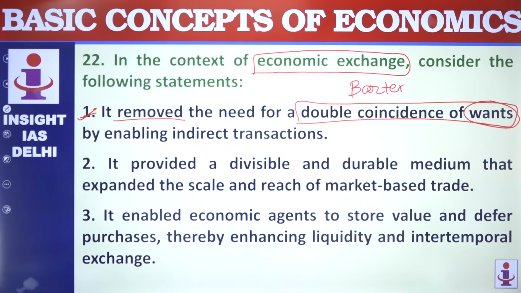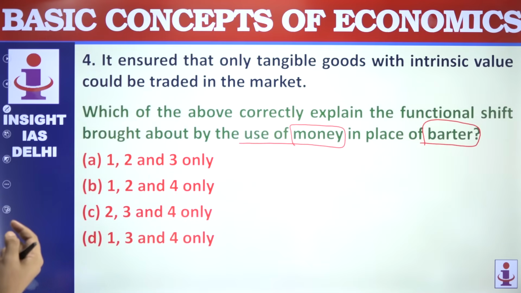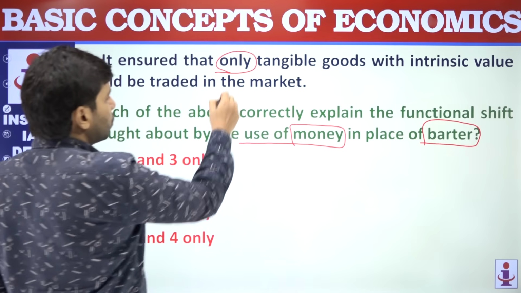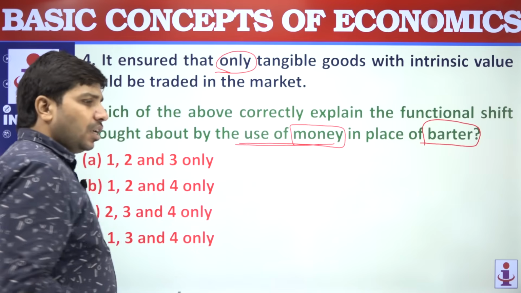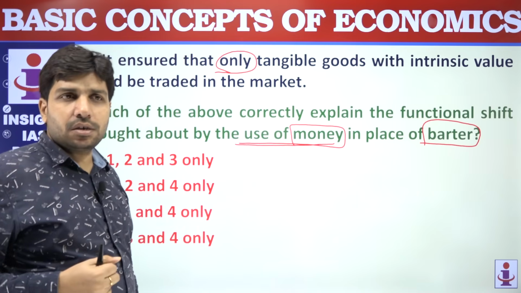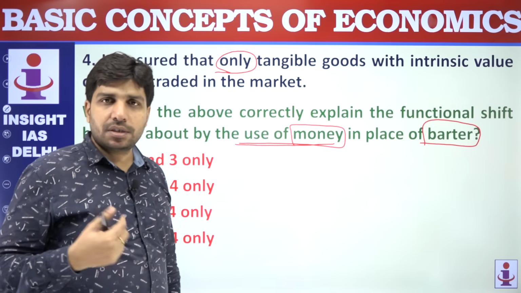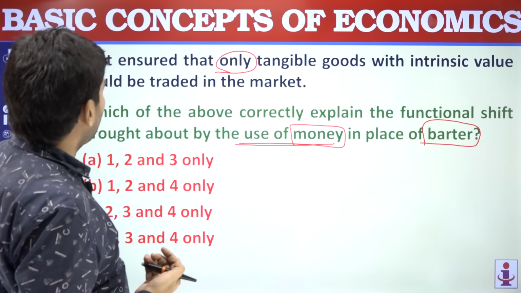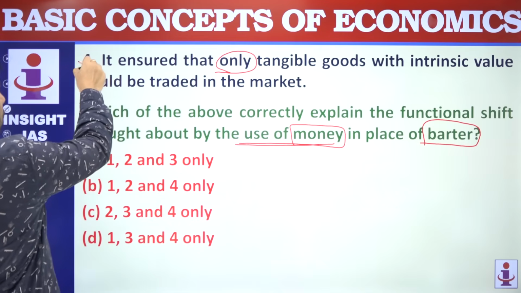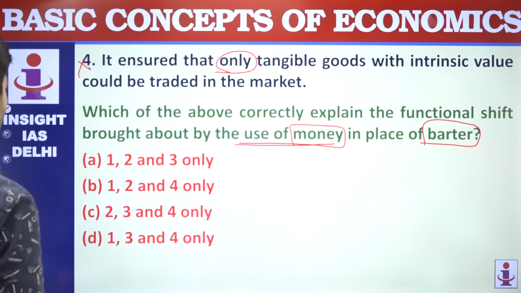It provided a divisible and durable medium that expanded the scale and reach of market-based trade. Yes, this is also correct. It enabled economic agents to store value and defer purchases, thereby enhancing liquidity and intertemporal exchange. Yes, this is also correct. 1, 2 and 3 are correct. Fourth is, it ensured that only tangible goods with intrinsic value could be traded in the market. Not only tangible goods; the use of money allowed for the exchange of intangible goods also. You can recharge your phone and talk to someone else. That is an intangible good. Because of the word 'only', this statement is not correct. So the correct answer will be option A, 1, 2 and 3.